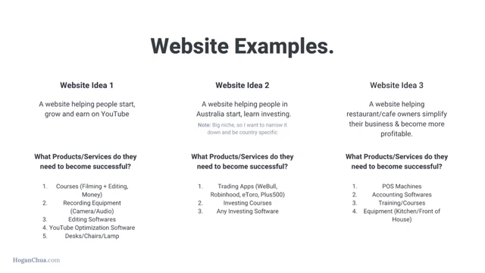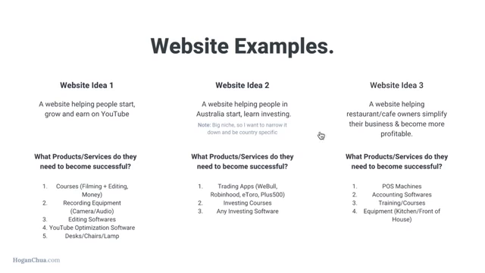If we're talking about a website about helping Australians start investing, then I could promote things such as trading apps, platforms like Webull, Robinhood, eToro, investing courses, or any type of investing software. If we're talking about restaurant owners, what products do they need? Well, they need maybe point of sale machines, different accounting software, different training and courses, or equipment such as kitchen equipment and things like that. Okay. So you have to ask yourself, what products and services do they need to become successful?